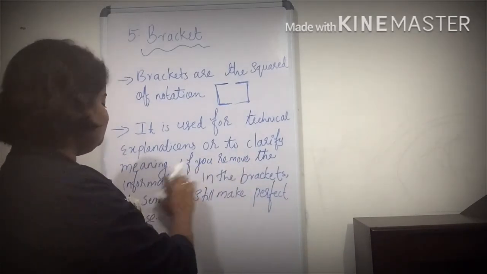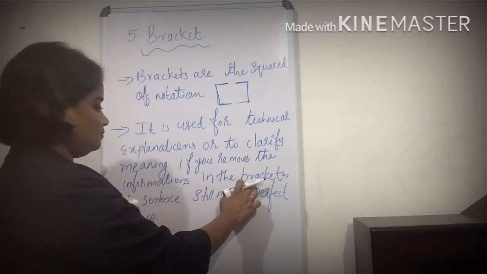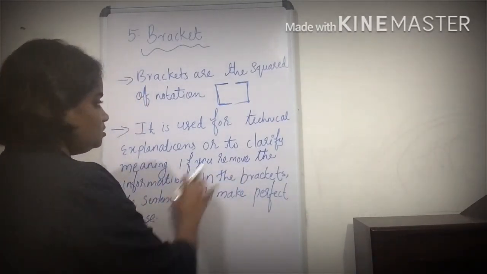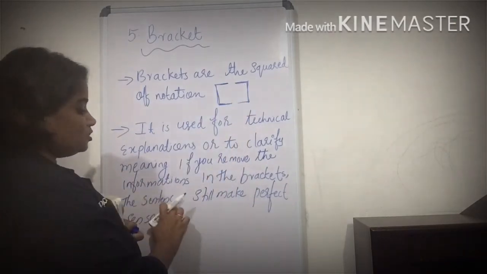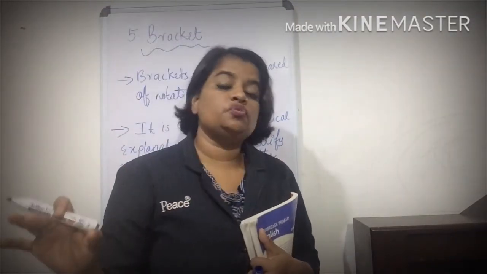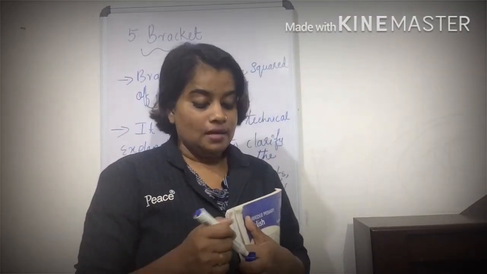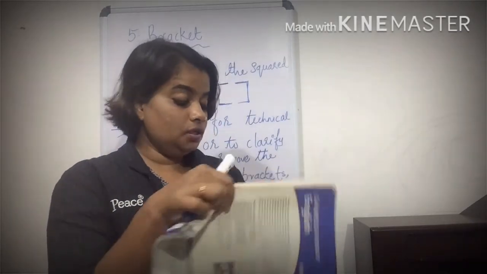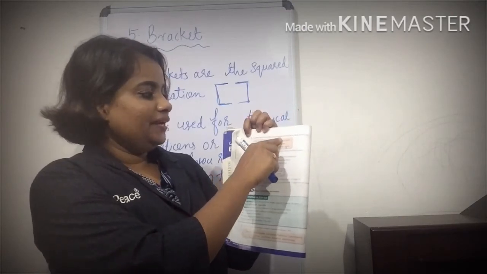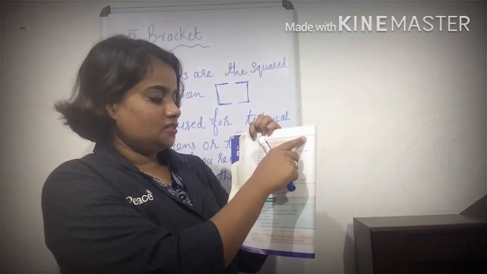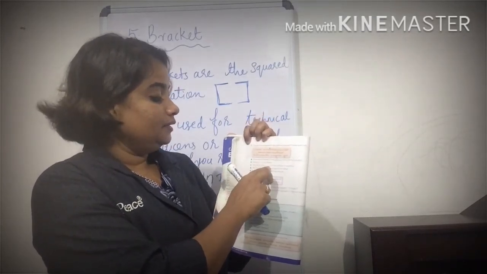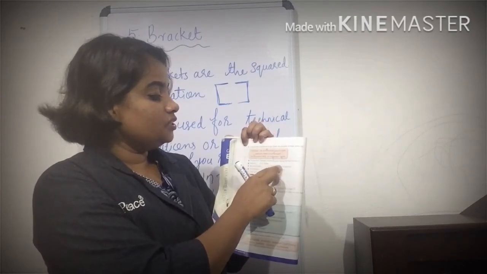If you remove the information in the brackets, meaning if you remove the brackets, the sentence still makes perfect sense. I'll give you the example which can be seen in your textbook, page number 62. Choose the best phrase to go inside the brackets in the sentence. Look at the C. The South Pole is on the continent of Antarctica.